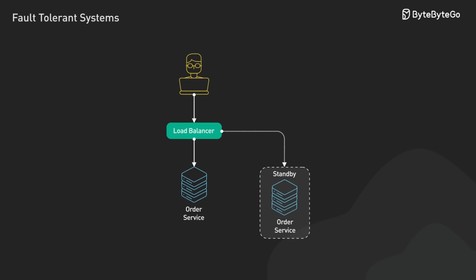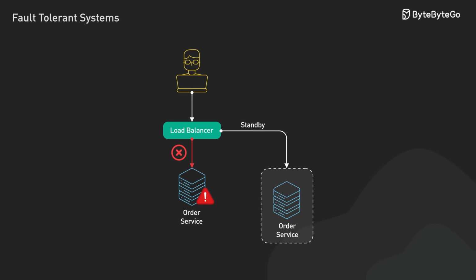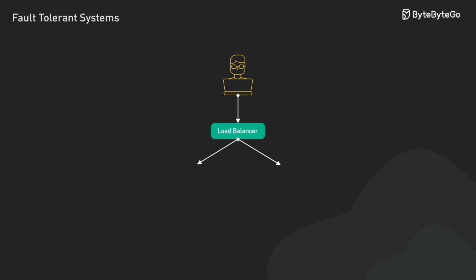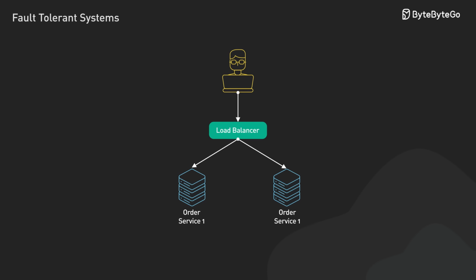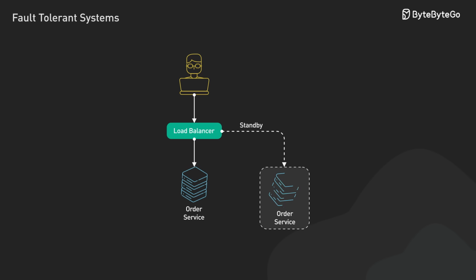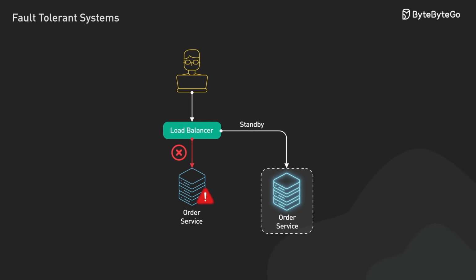Redundancy means having additional components or systems that can take over in case of a failure. This can be implemented in different ways. In an active-active configuration, multiple instances of the same service run simultaneously, with a load balancer distributing traffic between them. In an active-passive setup, a backup instance stands ready, but only takes over when the primary instance fails.